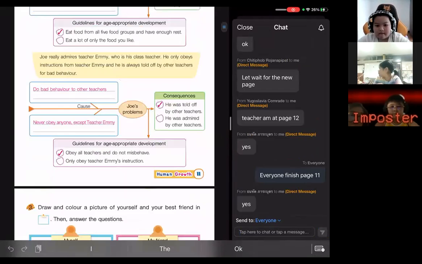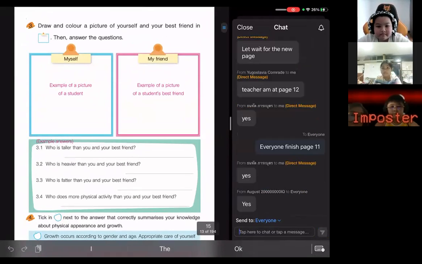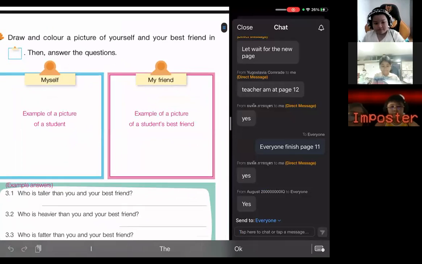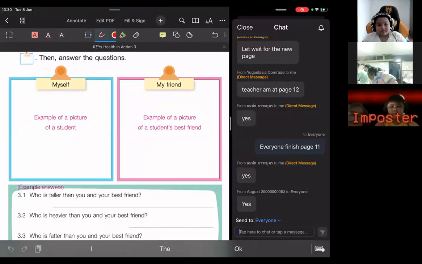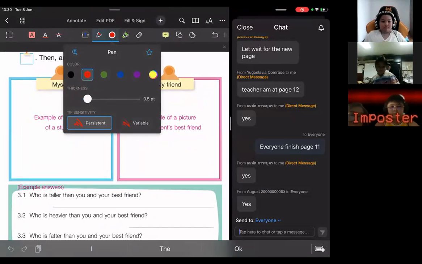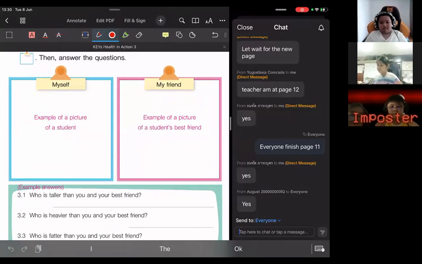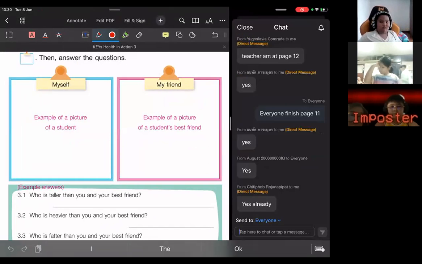Okay. So it says draw and color yourself and your best friend in the boxes, okay? So I'm going to draw one here. I'm going to draw, who should I draw? I don't know. Change this. So myself, picture of a student, okay? Let me put this one in here.